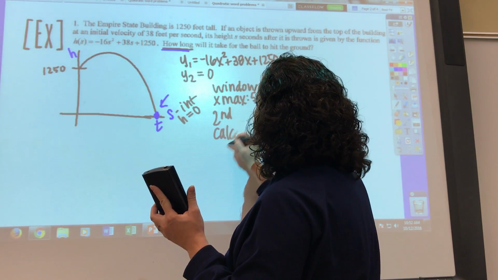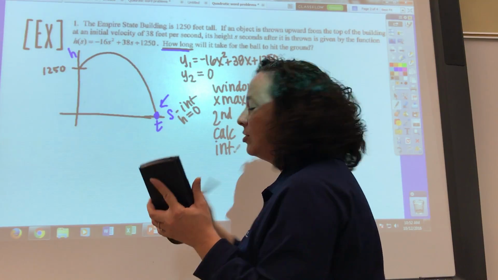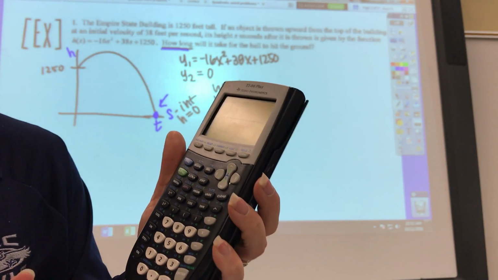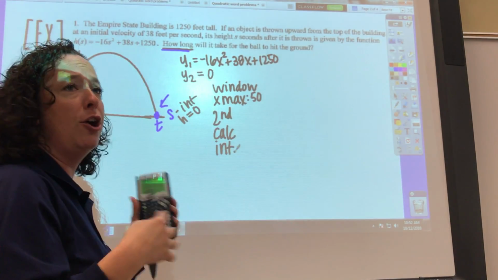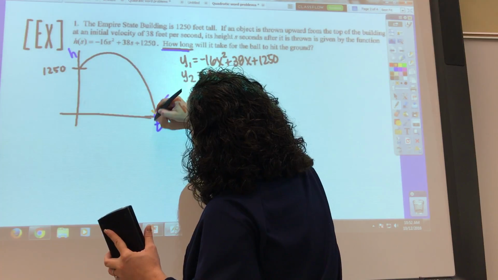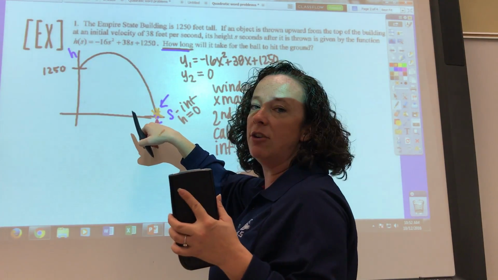You should be able to tell me this now. Intersection. So second calc, number 5 for intersection. Now, it's going to go first curve, second curve, yes. When you're doing intersection, what you want to do is move Blinky Man right where you want to find the intersection point.